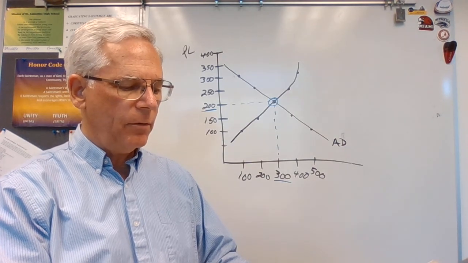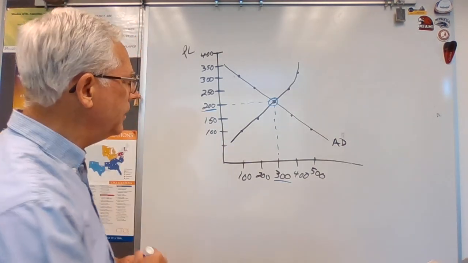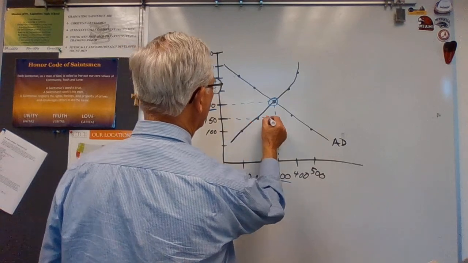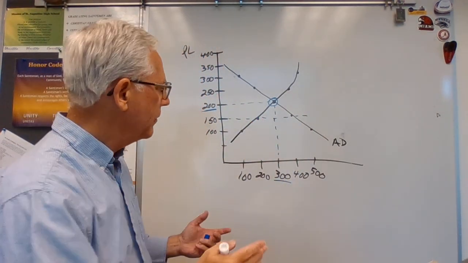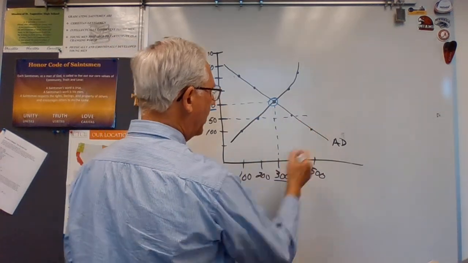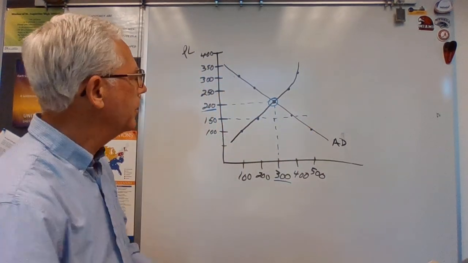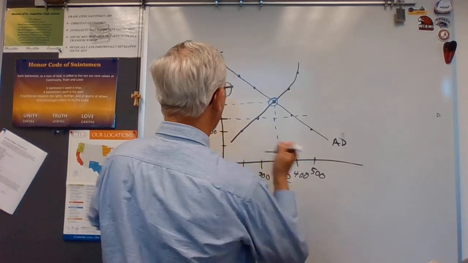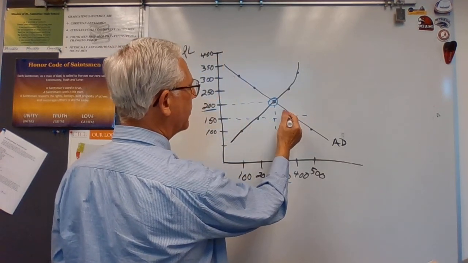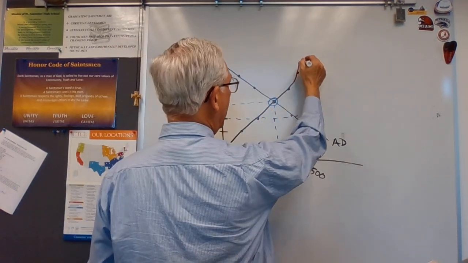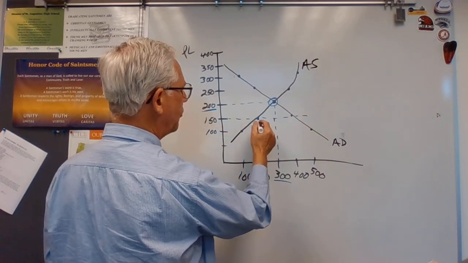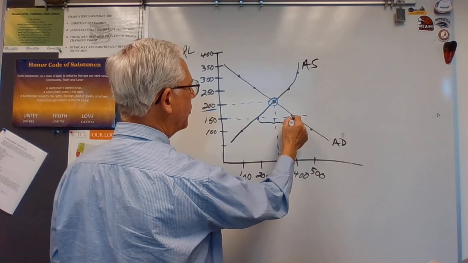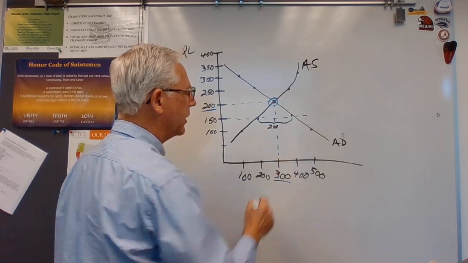B, if the price level in the economy is 150, what's going to happen here? And of course, the answer is that aggregate demand will exceed aggregate supply. This is the aggregate supply curve. Will fall short by an amount of what? 200 billion. Okay.